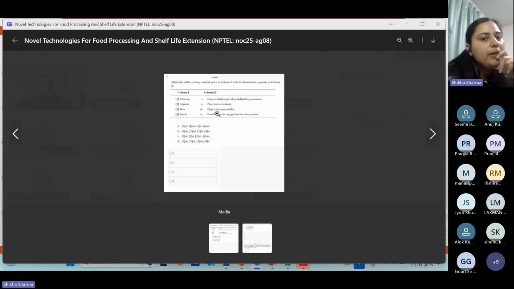It is a good barrier to oxygen, but not to moisture, so it will be something related. See the options. Wax cannot be low for moisture, right? It will be a good barrier to moisture because it is a lipid. So just see the property. There are three different kinds of biopolymers: polysaccharide based, protein based, and lipid based. Characterize the polymers based on that, and then based on the property you will be able to find the answer.